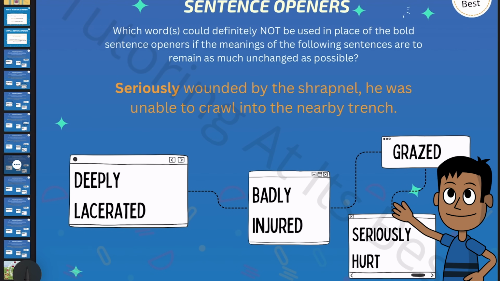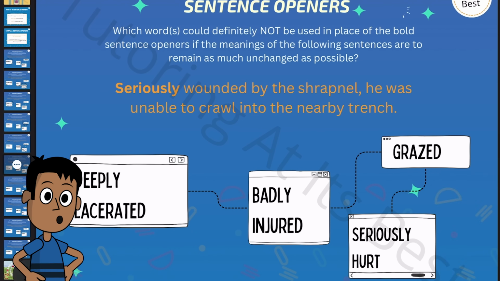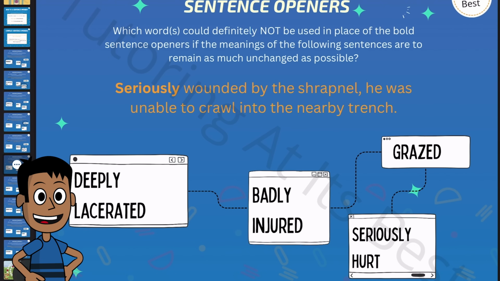Seriously wounded by the shrapnel, he was unable to crawl into the nearby trench. So you can see he's now been wounded. So he cannot crawl any further. So we know a synonym for seriously injured could be badly injured. But we're looking for the word that cannot be used. So we're going to go with grazed, because it's not the same level of extremity as seriously wounded.